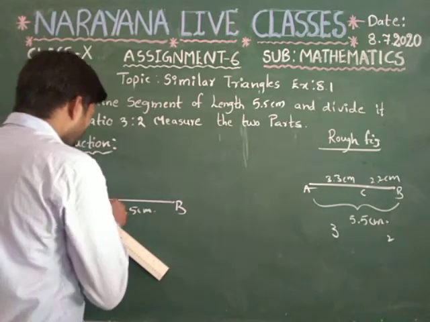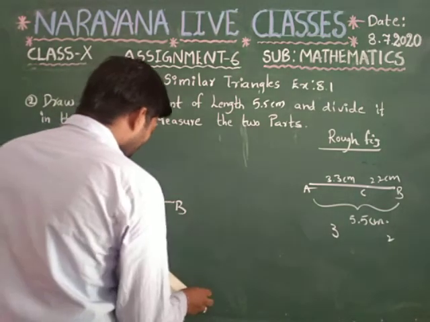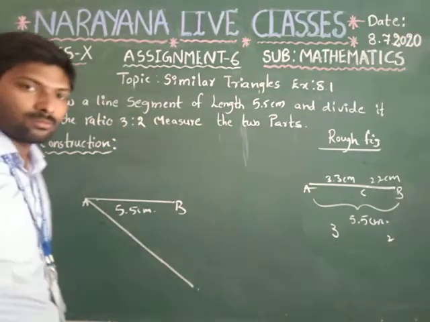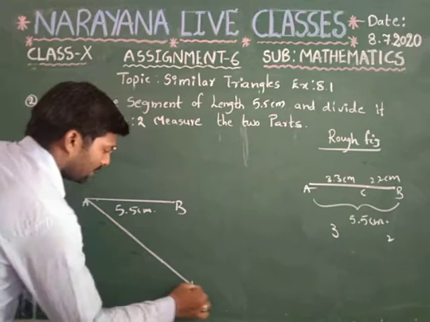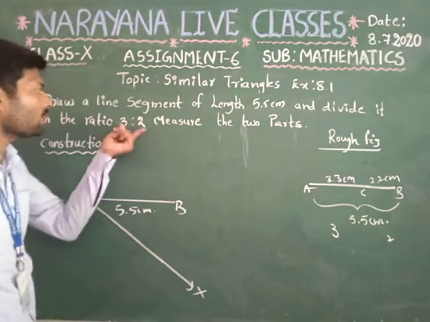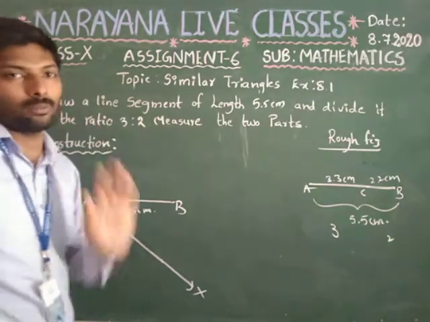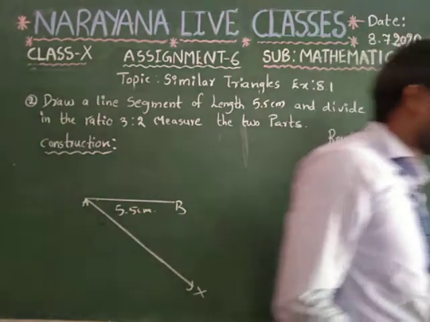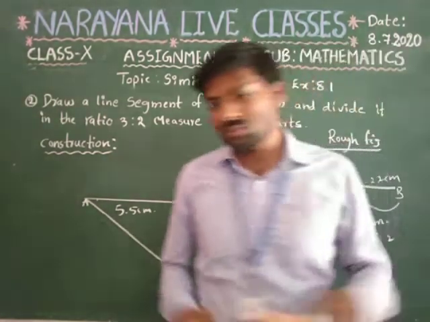With respect to AB, acute angle means less than 90 degrees. You can take any angle from 0 to 90 degrees. Better to take 30 or 45 degrees. AX ray. And also you have to divide this ray into totally how many parts? 3 plus 2, totally 5 parts. Like that you have to label it, A1 to A5, with the help of compass.